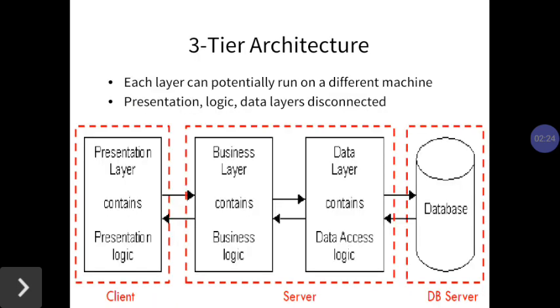Three tier architecture, so here each layer can potentially run on a different machine. The image itself is explaining this: the client has the presentation layer and the presentation logic, the business logic is on the business layer, and the data layer is separated, that is, the database is separated. We can have the business logic and data access logic on the server, that is the application server, and the DB server, where the database will be. So the client, application server and the database server.